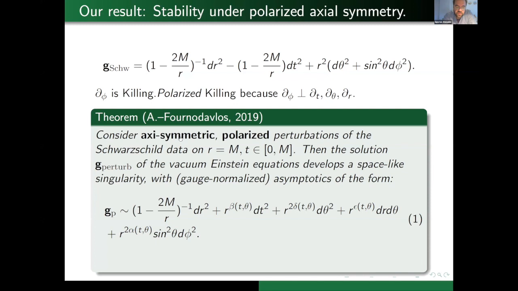So if you consider axially symmetric, but also polarized perturbation of the Schwarzschild data, then you have a perturbed solution to the vacuum Einstein equation inside the black hole, and it develops a space-like singularity whose asymptotics are as follows. I take this bit to be exactly like in the standard form. That's a gauge choice, a partial gauge normalization.